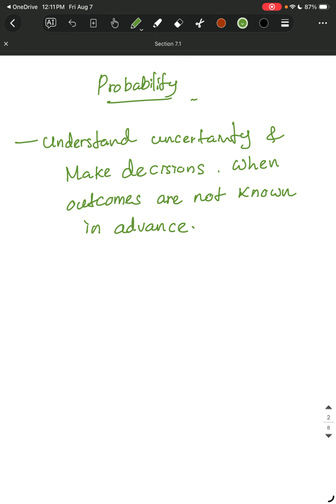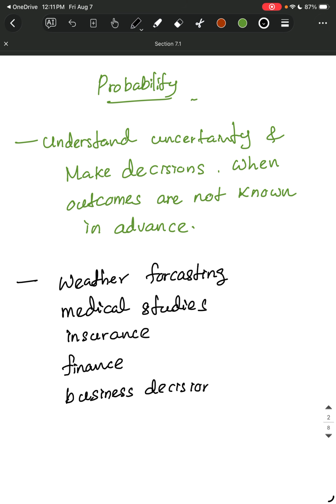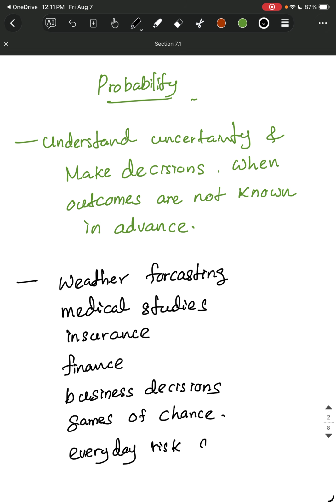We use probability in many areas, including weather forecast, medical studies, insurance, finance, business decisions, games of chance, and everyday risk assessment. In the first section, we will focus on the basic language of probability.